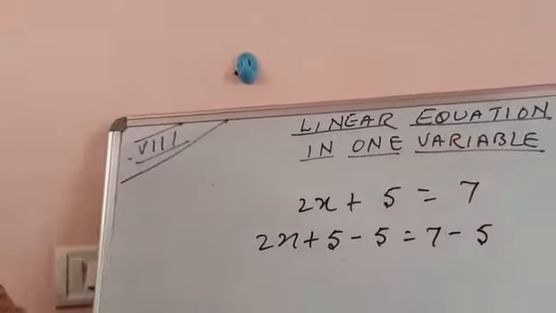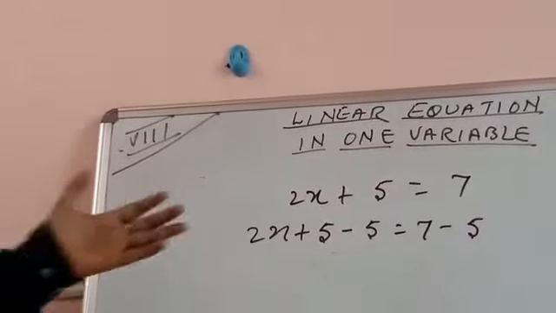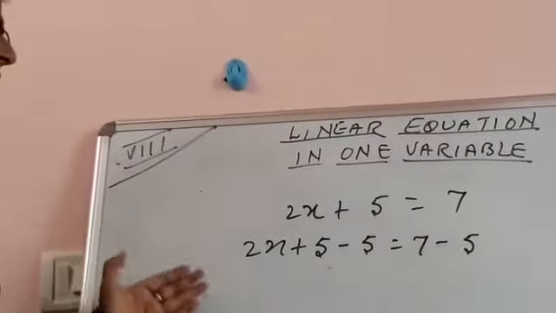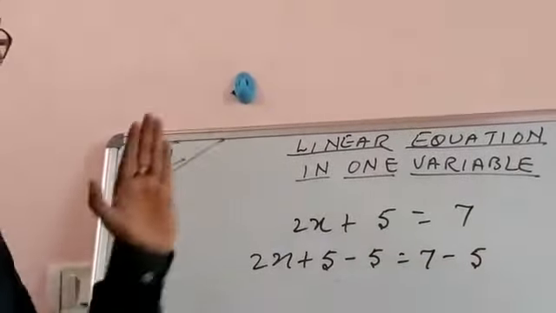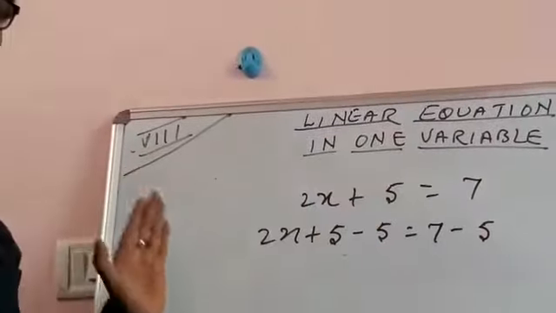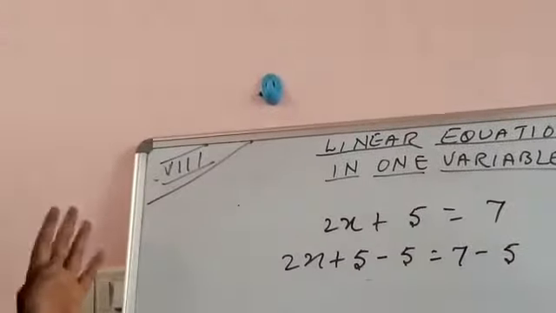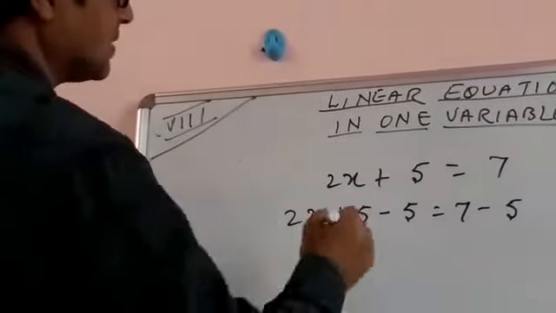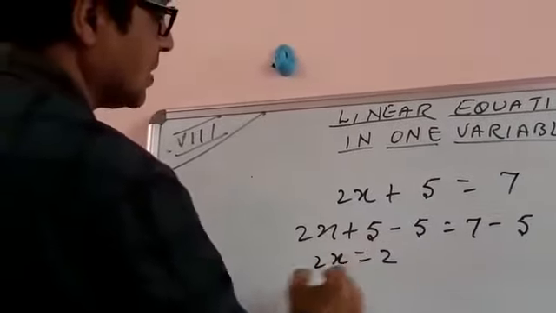This is the rule, dear children. Whenever we have a left hand side expression and a right hand side expression, we can either add the same number to both sides, subtract the same number from both sides, multiply both sides by the same number, or divide both by the same number. So this would give you the answer. Now this 5 minus 5 becomes 0 and this gives 2x is equals to 2.